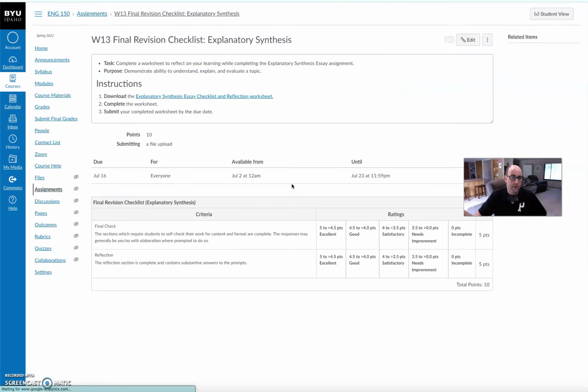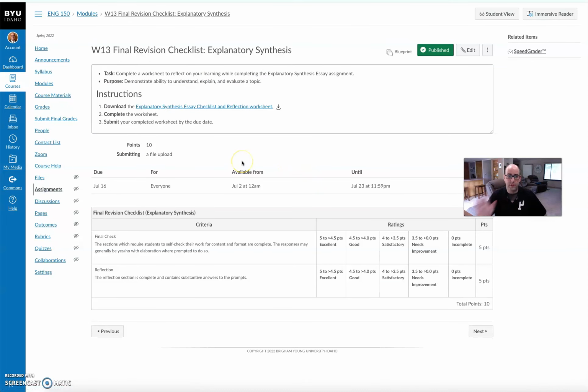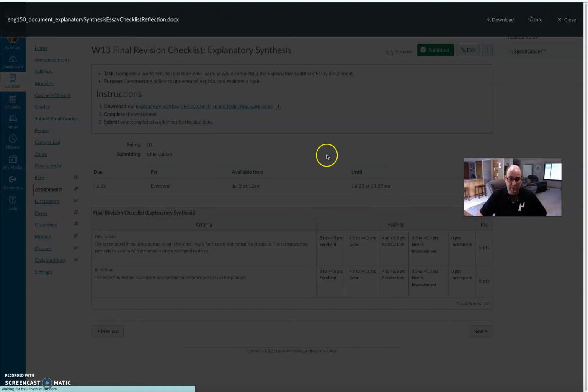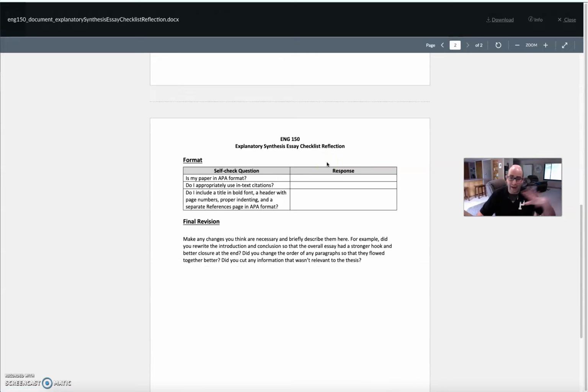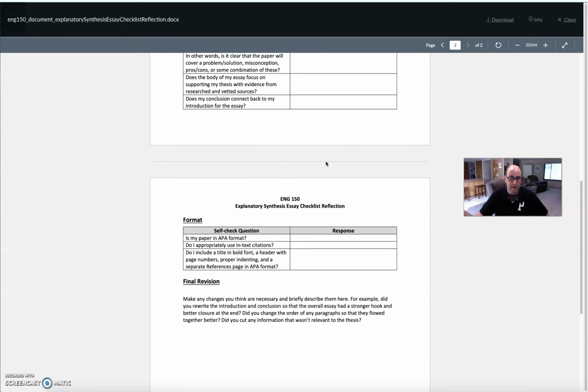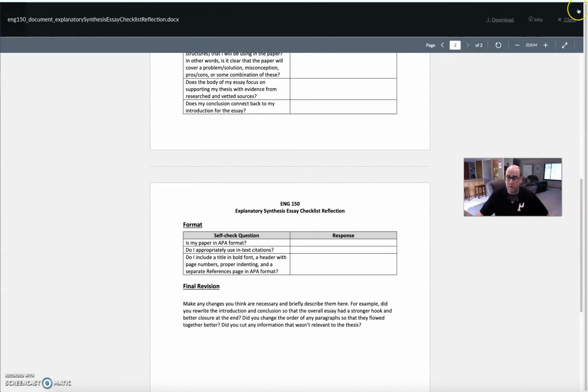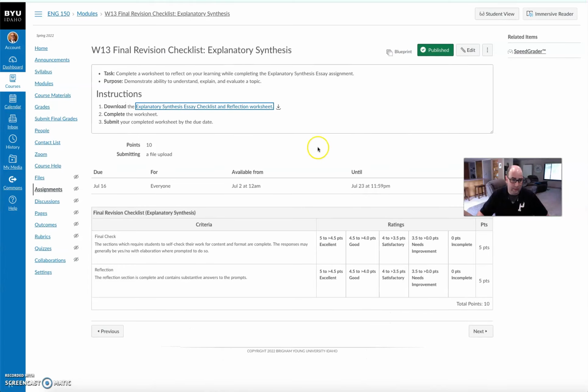All right. Then we have your revision checklist. You've done this before. This is your self-reflection checklist where you look over your essay as you're revising and moving towards your final draft, and then you're going to fill this out. Really easy points. It's 10 points. This is due by Saturday.